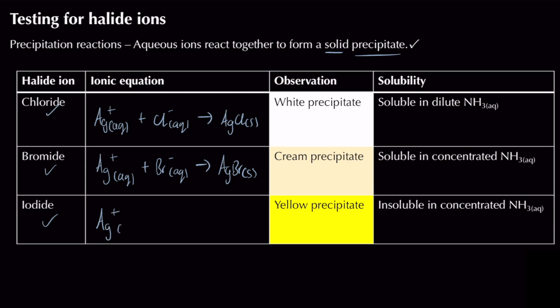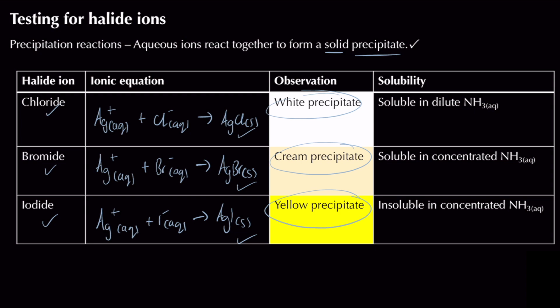I end up with silver ions, which are going to be aqueous as well. They react with iodide ions, which are aqueous, and we end up producing our precipitate, which is going to be silver iodide as a solid as well. We end up with three equations that we need to remember for the exam, as well as their colors: silver chloride, a white precipitate, silver bromide, a cream precipitate, and silver iodide, which is going to be our yellow precipitate as well.